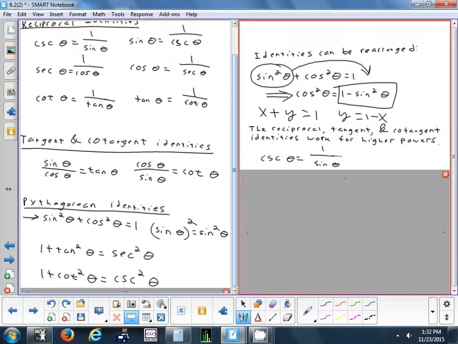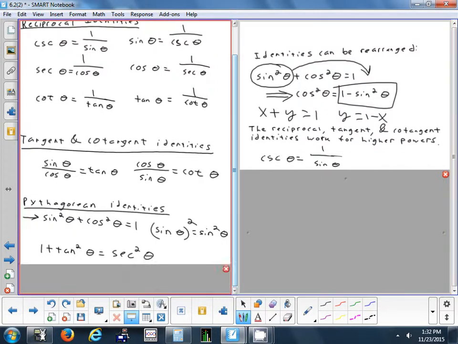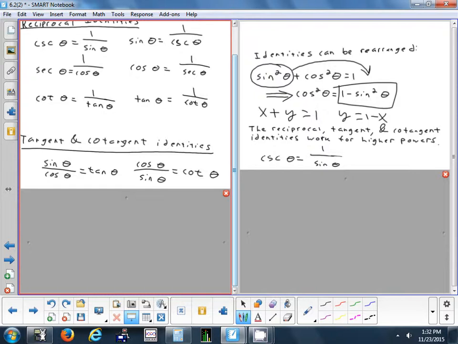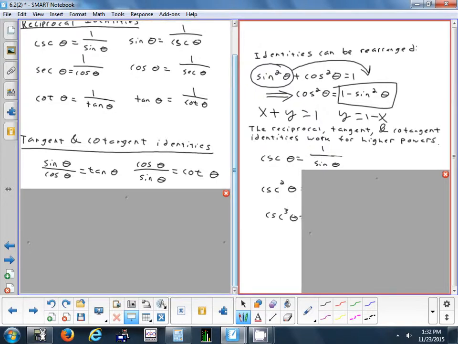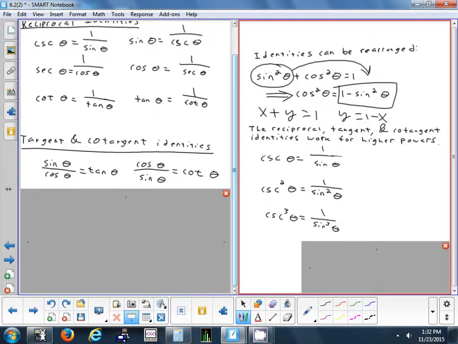And lastly, these top 2 sections of identities, not the bottom, just the top 2, you can use them with higher powers. All right, so we said that cosecant is 1 over sine. What do you think cosecant squared would be? It would be 1 over sine squared. How about cosecant cubed? That'd be 1 over sine cubed. We generally don't go into powers that are this high, but you could.